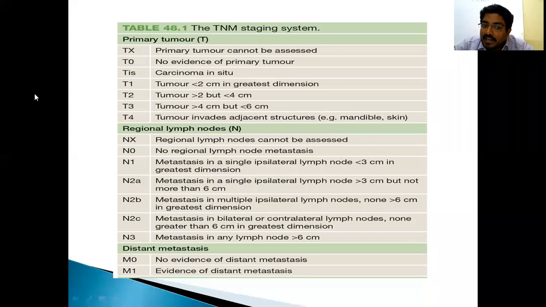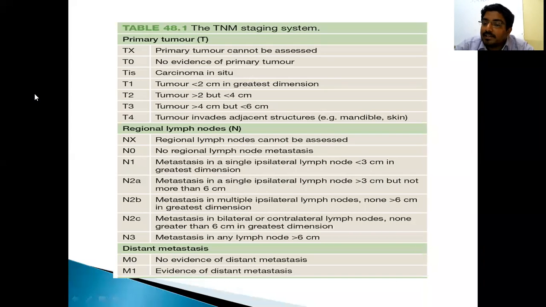Regional lymph nodes, N1, is a single ipsilateral lymph node less than 3 centimeters in greatest dimension. N2 has 3 stages: 2A, 2B, 2C. 2A is a single ipsilateral lymph node more than 3 centimeters but less than 6 centimeters. 2B is multiple single-site ipsilateral lymph nodes, none more than 6 centimeters. And 2C is multiple contralateral lymph nodes, not more than 6 centimeters.